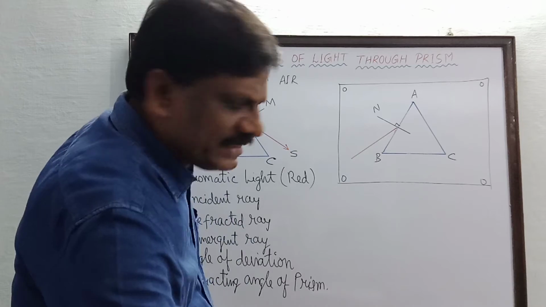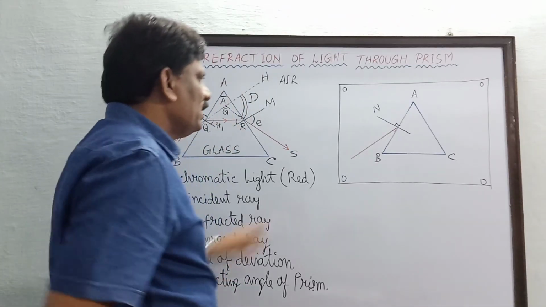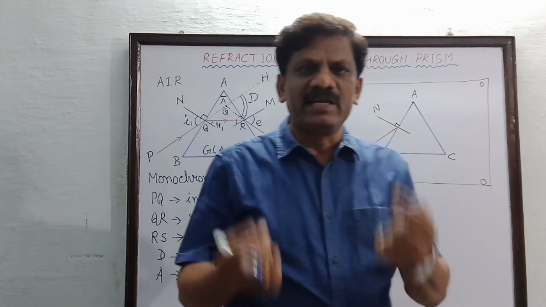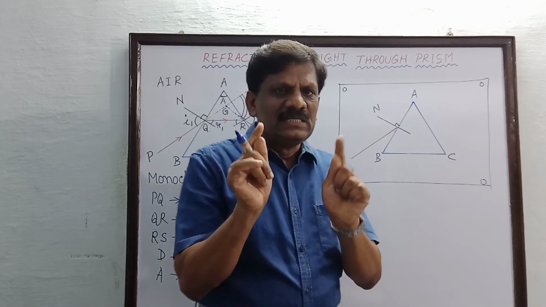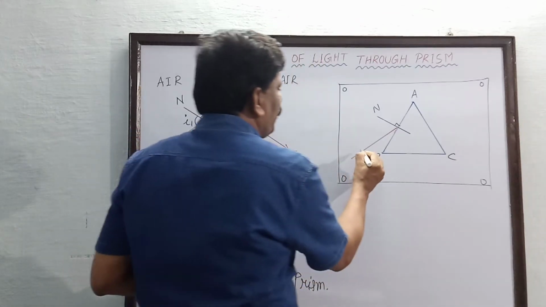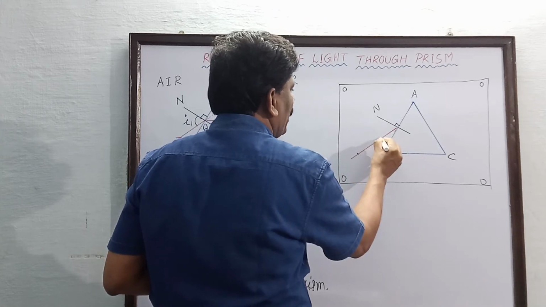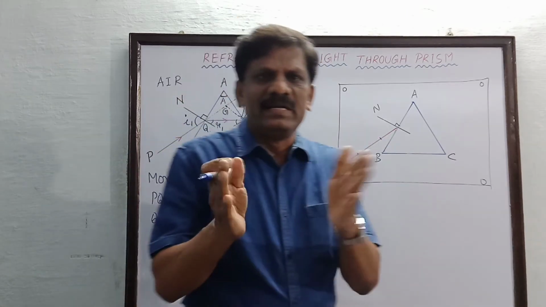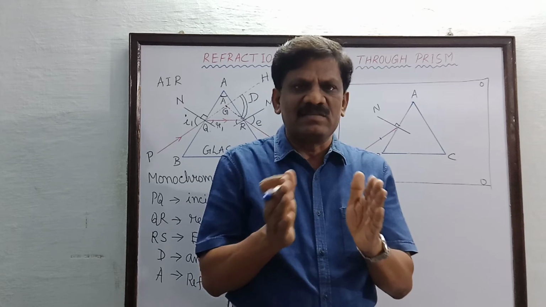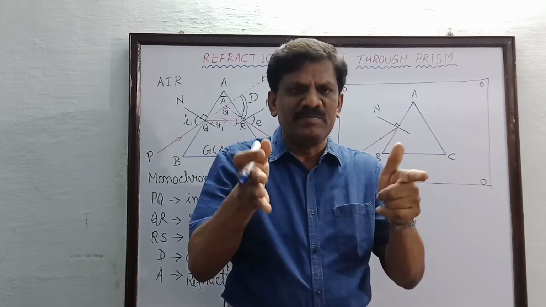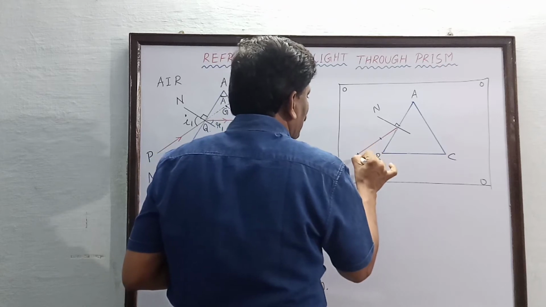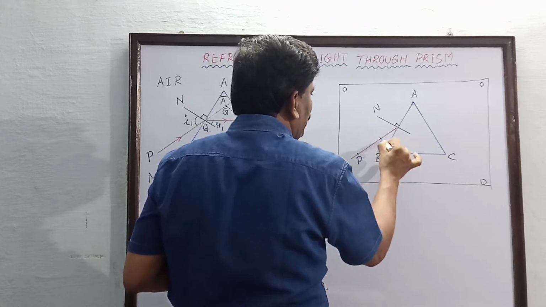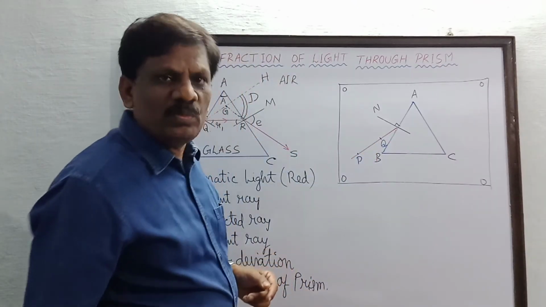After drawing this incident ray, I will take two alpins, small pins, is it not? So I will mark 2 points which are separated by 4 or 5 centimeters, at least that minimum separation between the 2 points. And I will note down the points as P and Q.